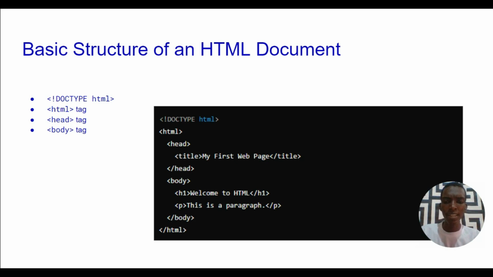So the next thing is the body. The body is the main part which the user actually sees. In the body section, we have different tags that determine what appears. Now let's see.